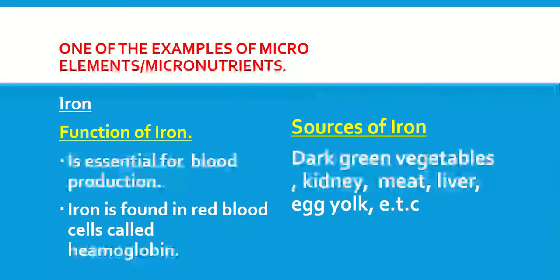One of the examples of microelements or micronutrients that I would like to explain is iron. Function of iron: it is essential for blood production. Iron is found in red blood cells called hemoglobin. Now, what are the sources of iron? Dark green vegetables, kidney, meat, liver, egg yolk, and so on.